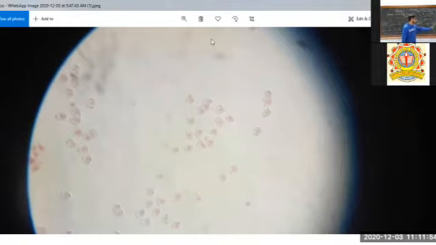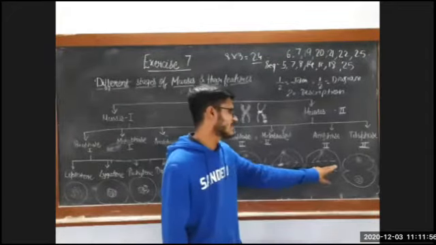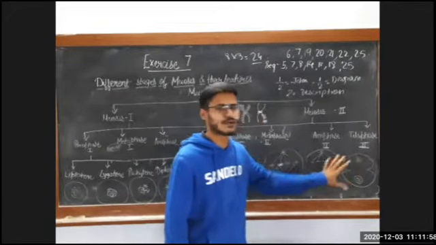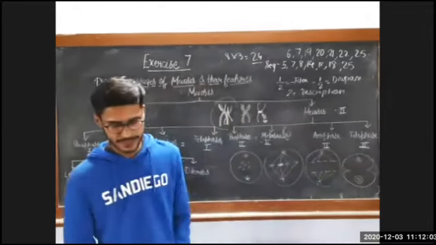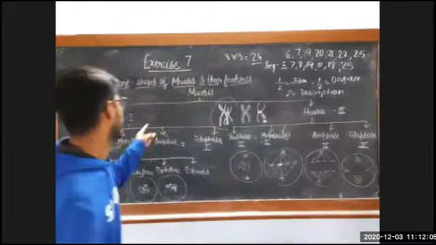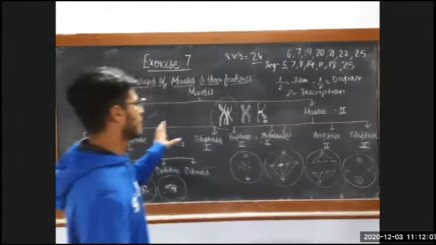Now we come to telophase. Same here. Now all this is separated, so it will go into its distinct nuclei. It will get divided, and then again the process will be repeated. So this is meiosis 1 and meiosis 2.